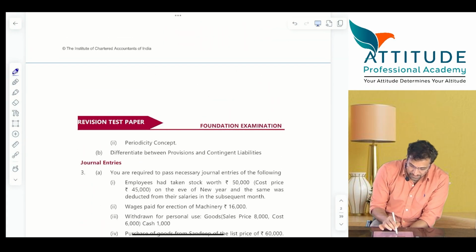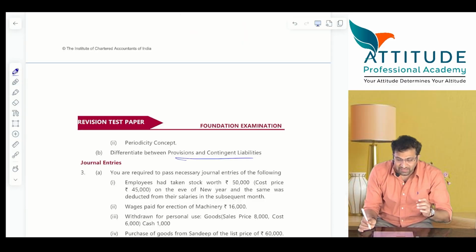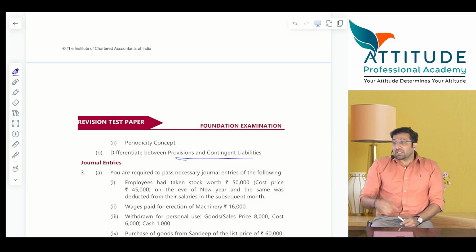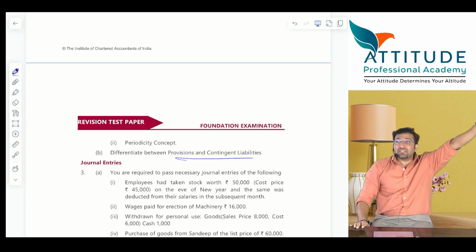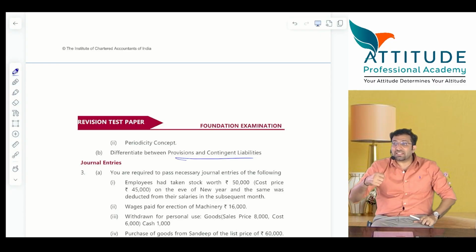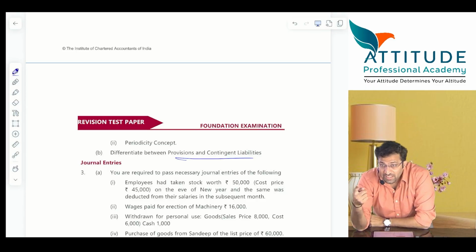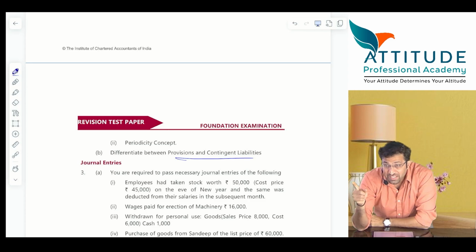Next. Difference between provision and contingent liability. This I have already given a chart. Provision is a present obligation. You remember these three conditions. There is a present obligation because of the past event and from which the enterprise can expect future outflow of resources, embodying economic benefits, and it can be measured reliably.